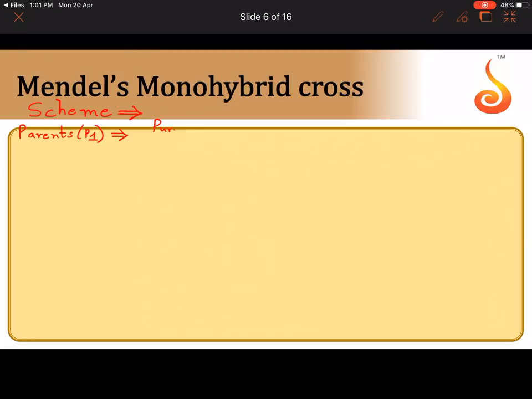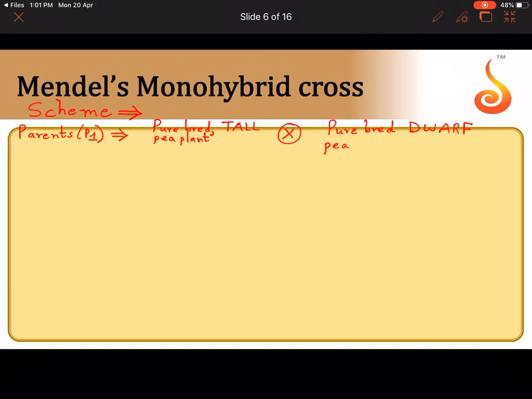Now if you remember, he took a purebred tall pea plant and he crossed it with a purebred dwarf pea plant. All of you agree? Now I want you to focus on this word, purebred. That means it is homozygous. Pure breeding we have learnt in the last class. On repeated self-pollination, it expresses the same. It exhibits a stable inheritance and expression of a particular trait.